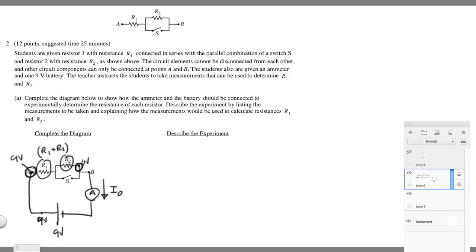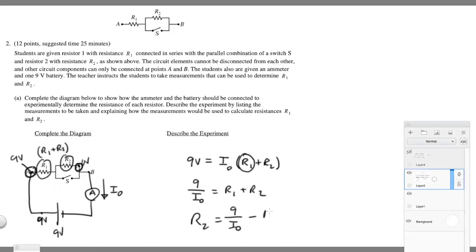So finding R2, I would say this. I would say 9 volts, which is the voltage of the battery, is going to equal current switch open times R1 plus R2. And we already know what R1 is, so we can solve this for R2. So doing that, you could say 9 over I switch open is equal to R1 plus R2. So therefore, R2 is 9 over current switch open minus R1, like that. All right, now moving on to part B.